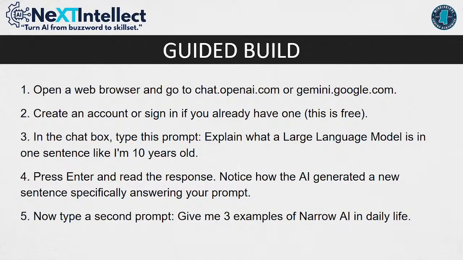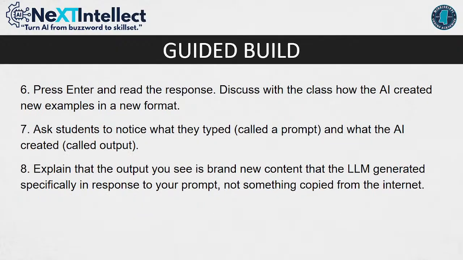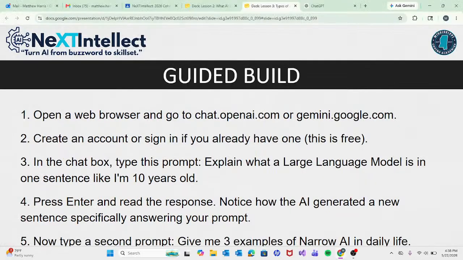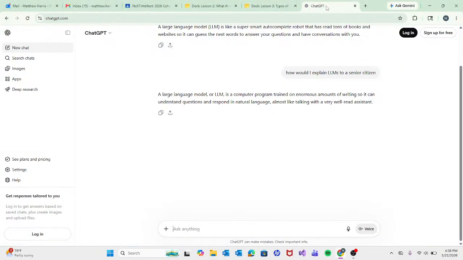The next thing would be you'll type in the prompt, give me 3 examples of narrow AI in daily life. Press enter and read the response. Discuss how the AI created new examples in a new format. Okay, so let's enter that in now. Give me 3 examples of narrow AI in daily life.